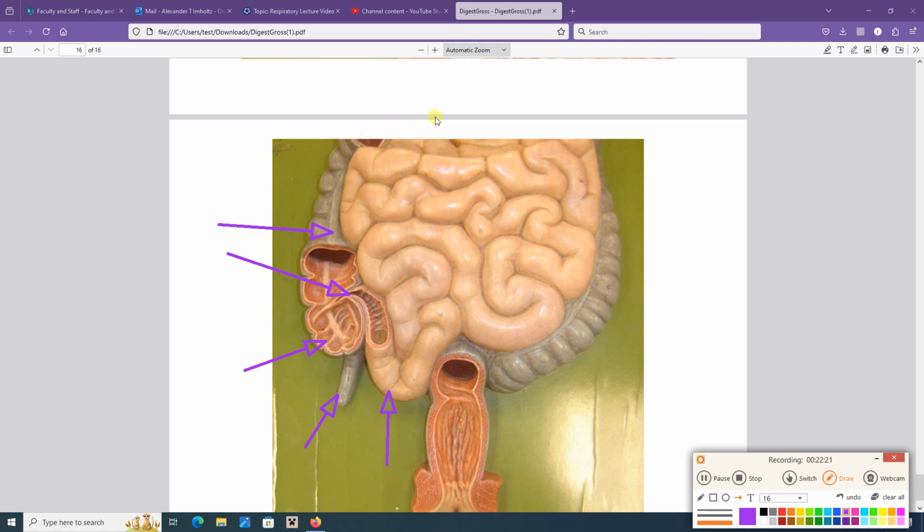I don't see my transverse colon. It'd be running across here. But there's my descending colon. There's my sigmoid colon. And here's my rectum. And if we kind of remove all that, we can also see the external anal sphincter, which is skeletal muscle, the internal anal sphincter right there, and then the anal canal, and the opening, of course, is the anus.